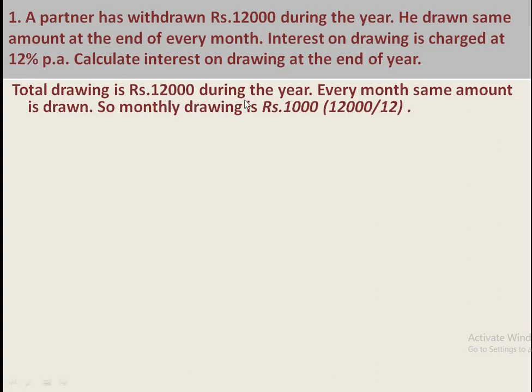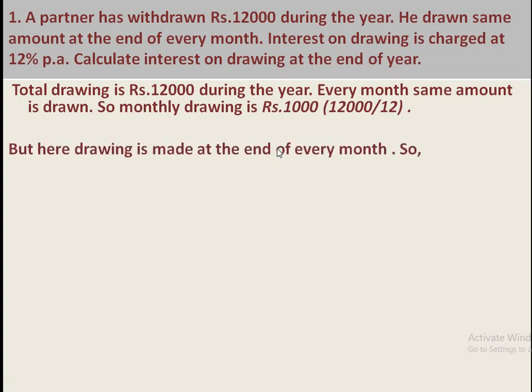Total drawing is 12,000, but it is during the year. Every month the same amount is drawn, so monthly drawing is 1000. Yes, that I clarified. But here drawing is made at the end of every month. Partner is withdrawing at the end of every month. So the first drawing, which was made at the end of the first month of the year, we should calculate only 11 months' interest. Why?